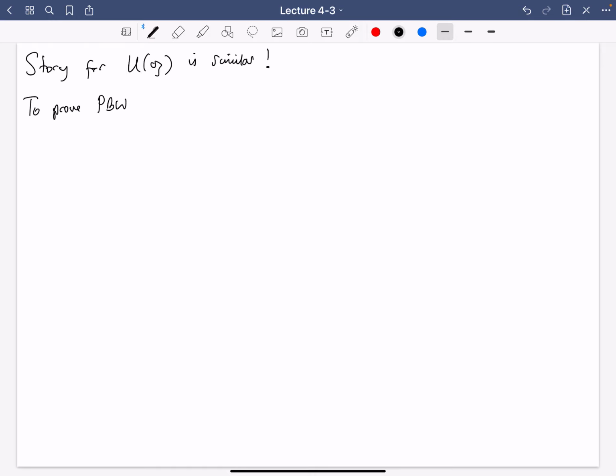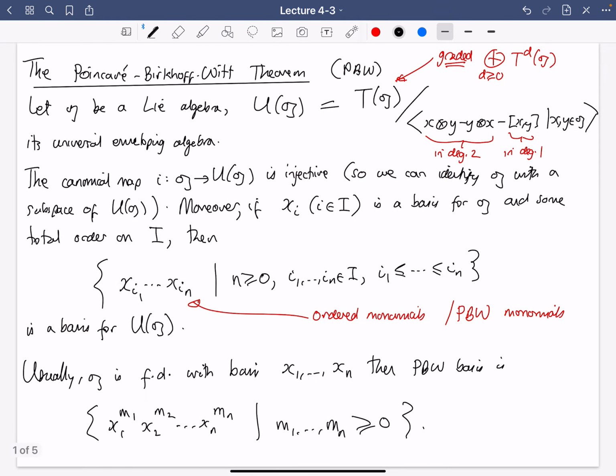To prove the PBW theorem, you have to go through the same steps as the proof for the first Weyl algebra. So the first observation is that the ordered monomials span the universal enveloping algebra. That's kind of clear. If we go back to the defining relations, that defining relation right there is telling you that you can take any two Lie algebra elements in U of G and you can commute them modulo a degree 1 term, modulo a lower degree term.